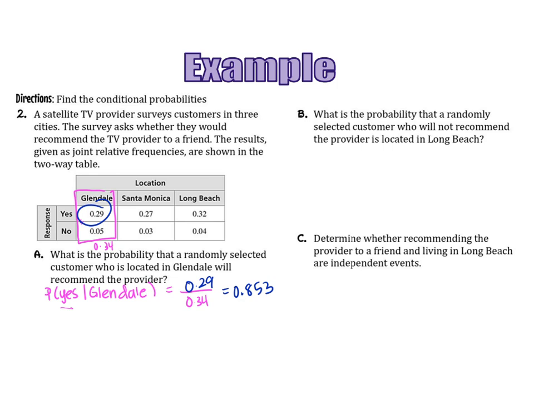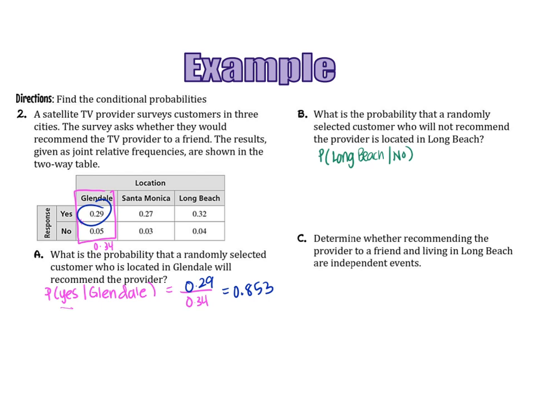All right, so part B says, what is the probability that a randomly selected customer who will not recommend the provider, meaning of the people that did not recommend the provider, what is the probability that that person randomly selected is from Long Beach? So I'm going to encourage you to pause the video, work through part B on your own, and then unpause the video and see how you did.